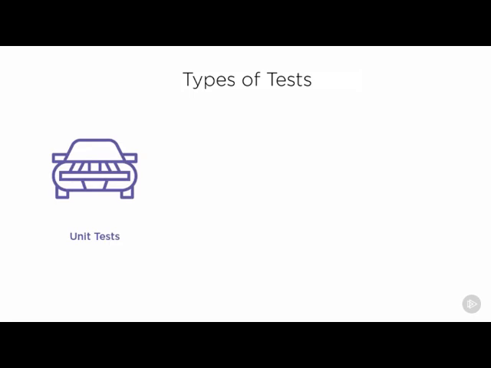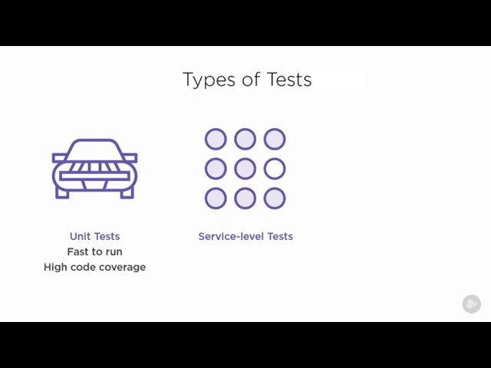These operate at the code level, and they're typically very fast to run. If you're following a test-driven development or TDD process, then you'll already be creating these. And you typically want lots of unit tests and for them to have very good code coverage, especially any business-specific rules or logic. The second is service-level tests, or sometimes called integration tests.